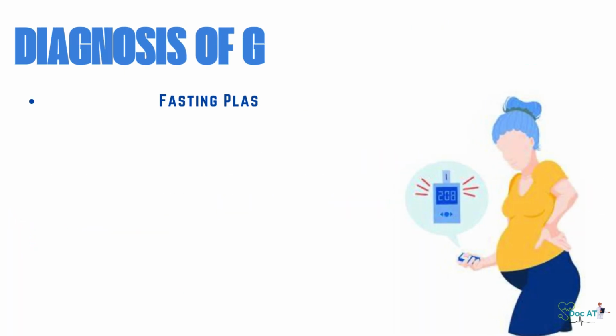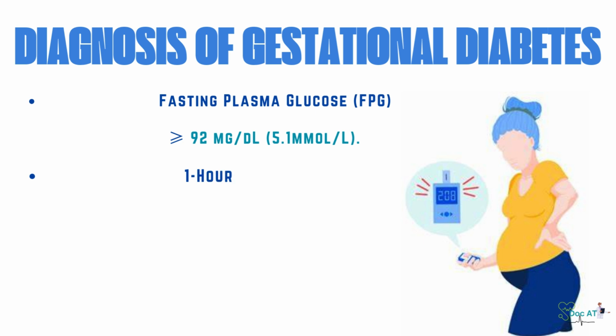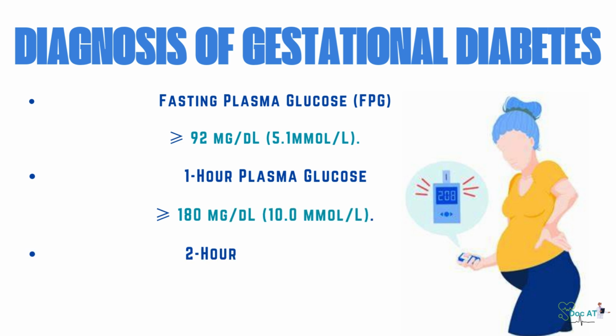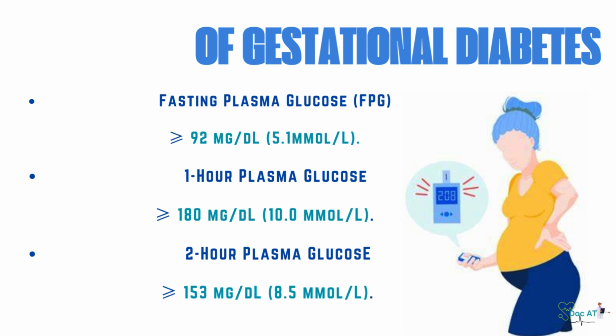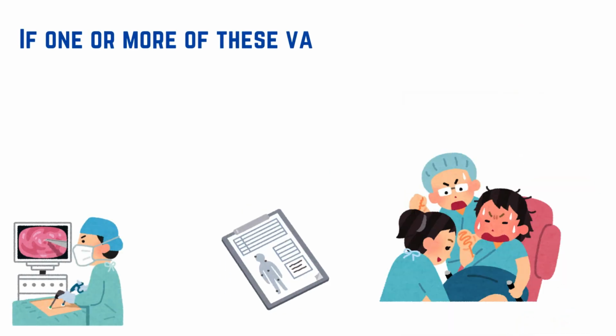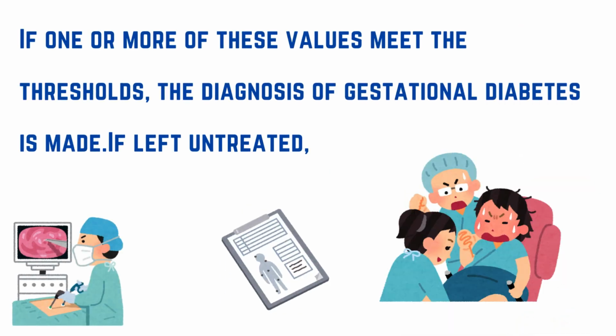Diagnosis of gestational diabetes. Fasting plasma glucose, FPG, greater than or equal to 92 milligrams per dl, 5.1 millimoles per liter. 1 hour plasma glucose greater than or equal to 180 milligrams per dl, 10.0 millimoles per liter. 2 hour plasma glucose greater than or equal to 153 milligrams per dl, 8.5 millimoles per liter. If one or more of these values meet the thresholds, the diagnosis of gestational diabetes is made.